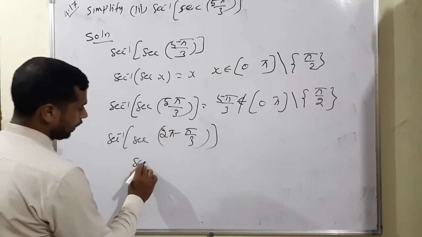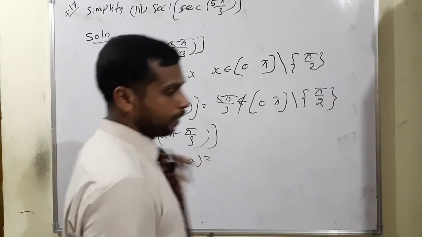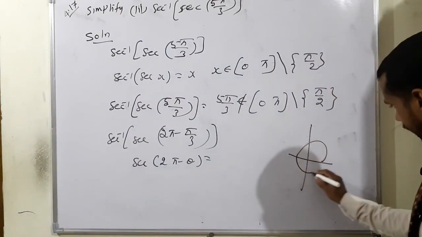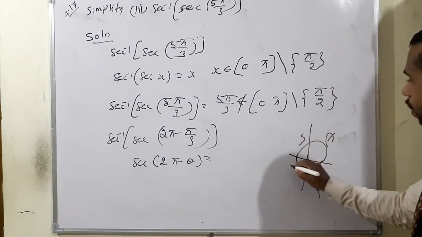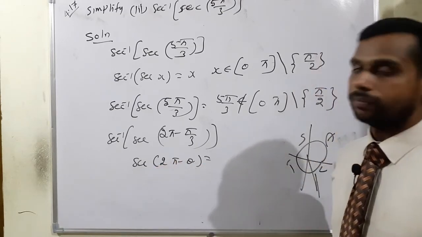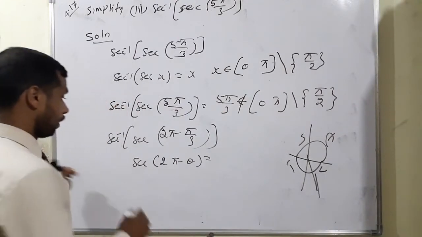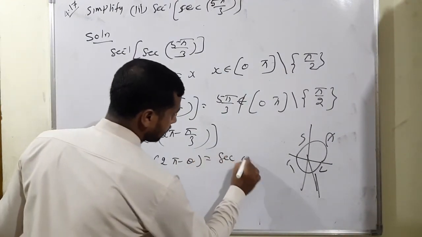Therefore, what is the meaning of secant of 2 pi minus theta? According to the unit circle, 0 to pi, again 2 pi. 2 pi minus theta means the fourth quadrant. In the fourth quadrant, All Silver Tea Cups, cos and its reciprocal are positive, and the given function is secant. So positive. Therefore, secant of 2 pi minus theta is equal to secant theta.